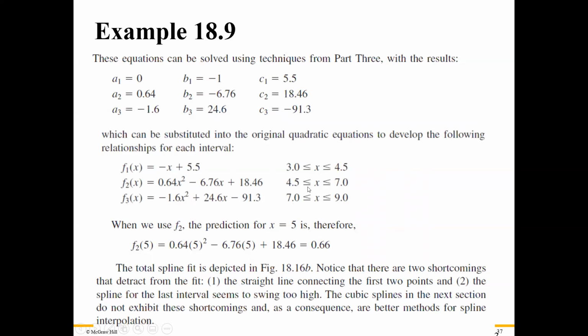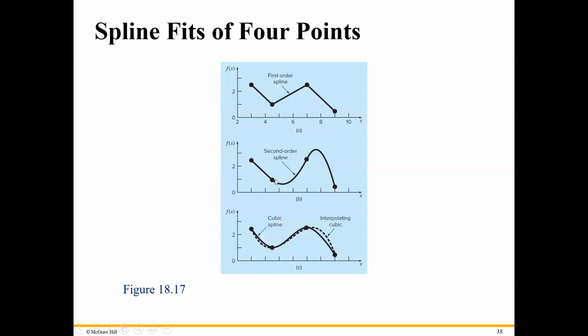So now if we want to interpolate the value at x equal to 5, we can use the second equation, and put the value x equal to 5 into that equation, and this will give us an answer which is equal to 0.66. So in this case, the spline gives us this value. Here we can see that the second order spline will go like this.